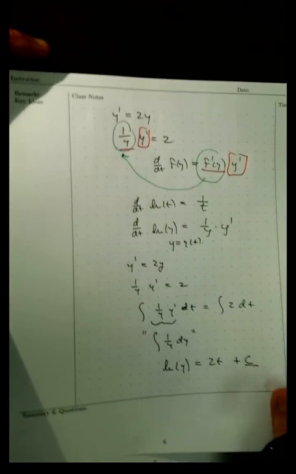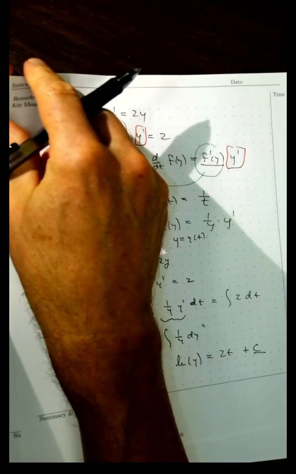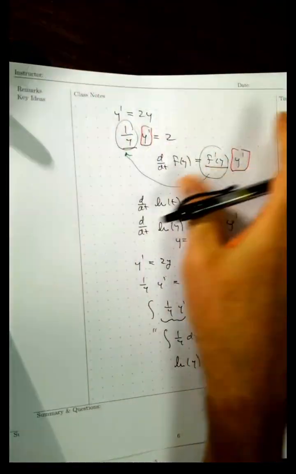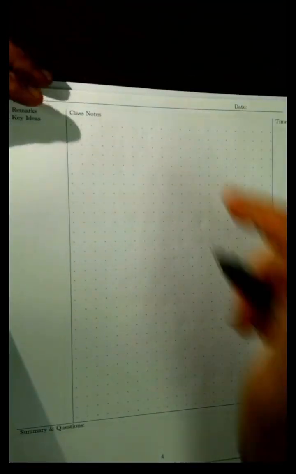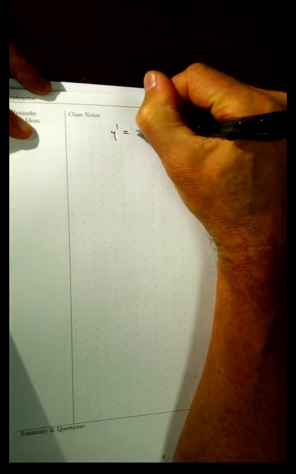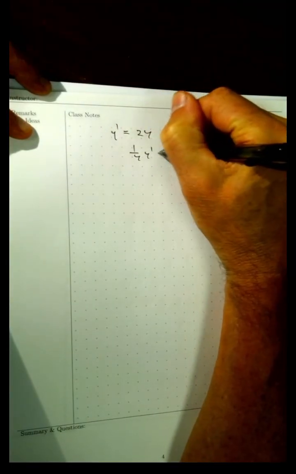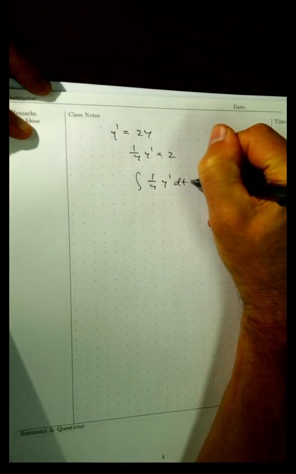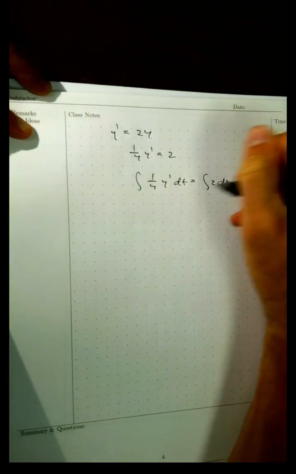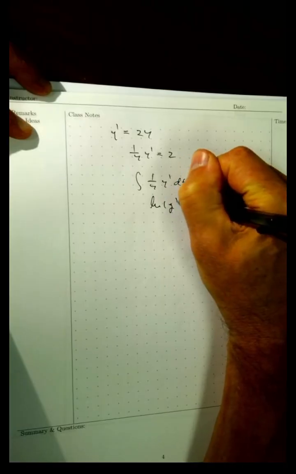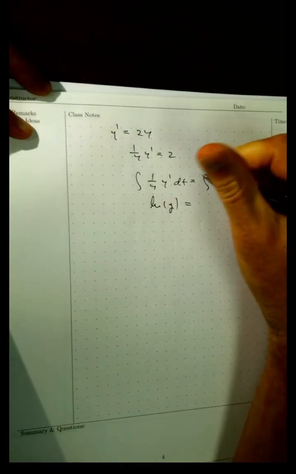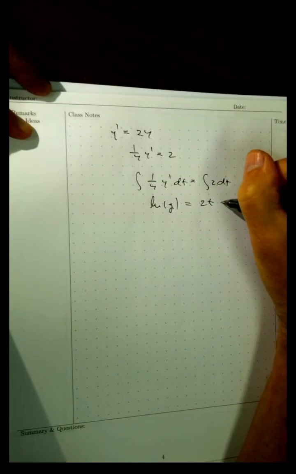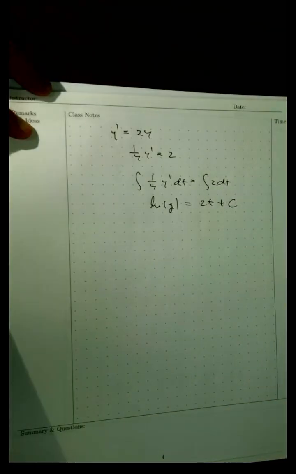So what do we have now? We started off with y prime equals 2y, so 1 over y times y prime is 2. Take the antiderivatives of both sides, and I have the antiderivative of 1 over y is log of y, and the antiderivative of 2 is 2t plus c.